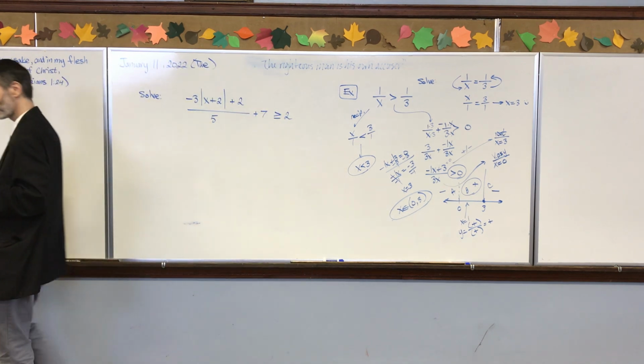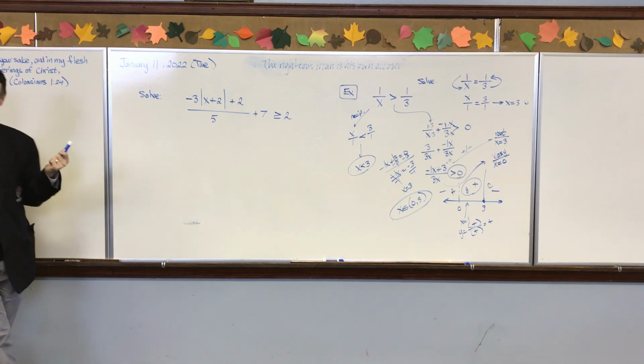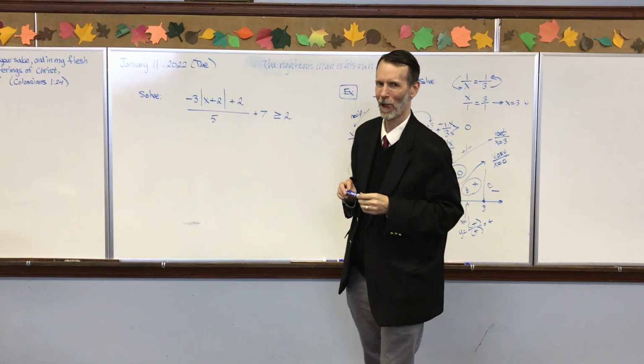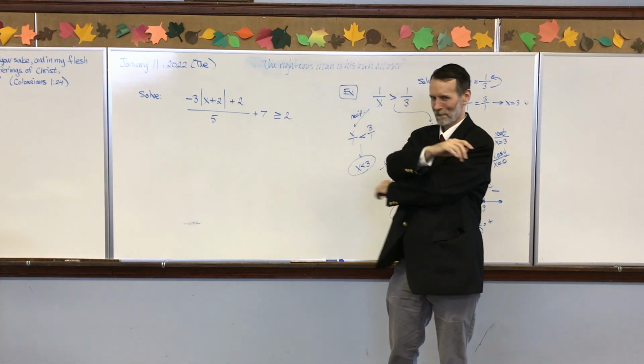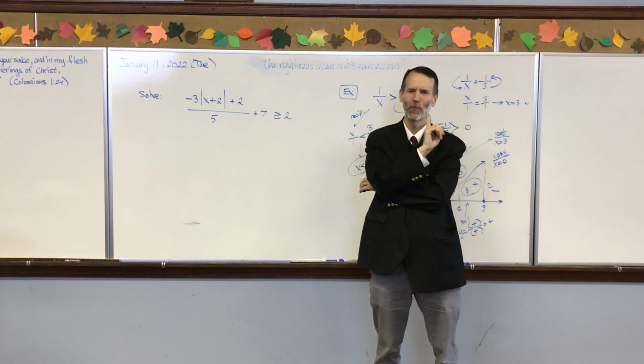Try that. Negative 3 times the absolute value of x plus 2, then with a plus 2 outside, all divided by 5, then with a plus 7, is greater than or equal to 2. How would you recommend solving this? Oh, math people. Mary, take this one. Where would you start?